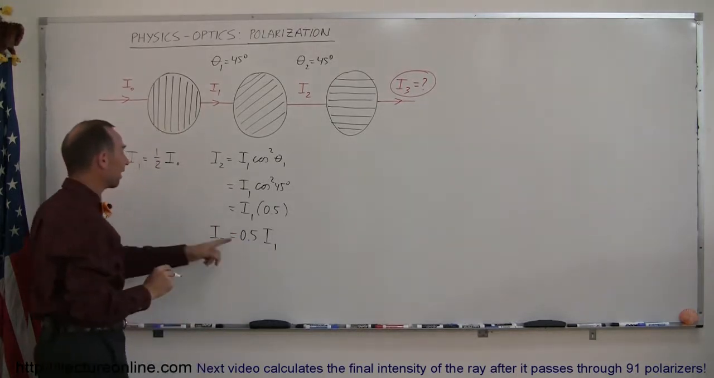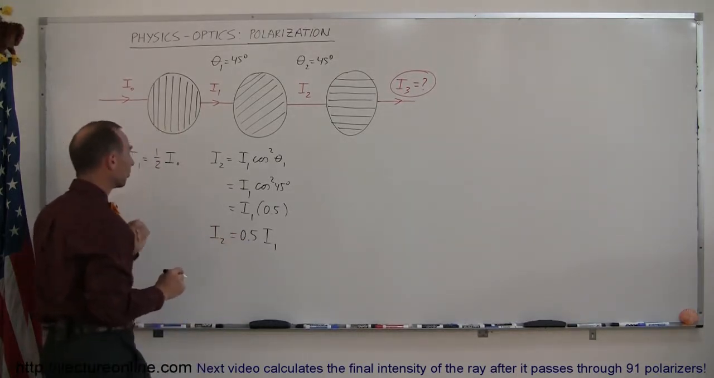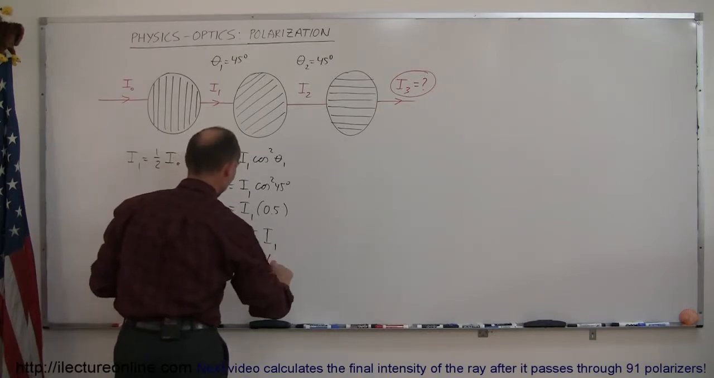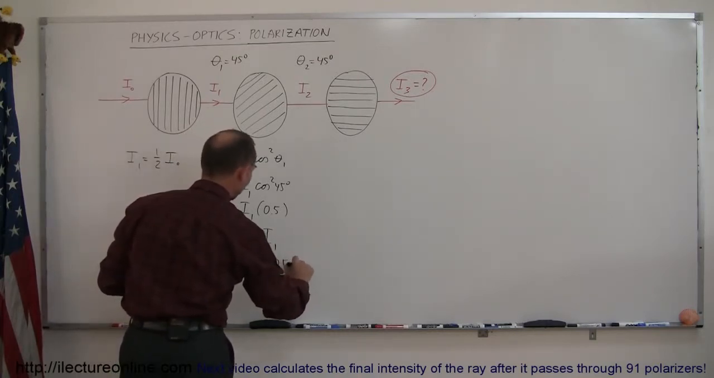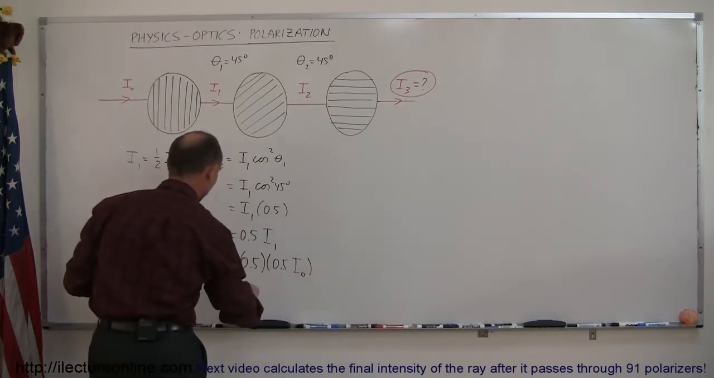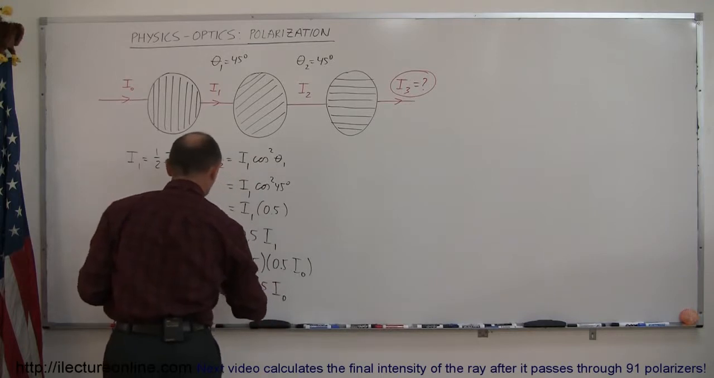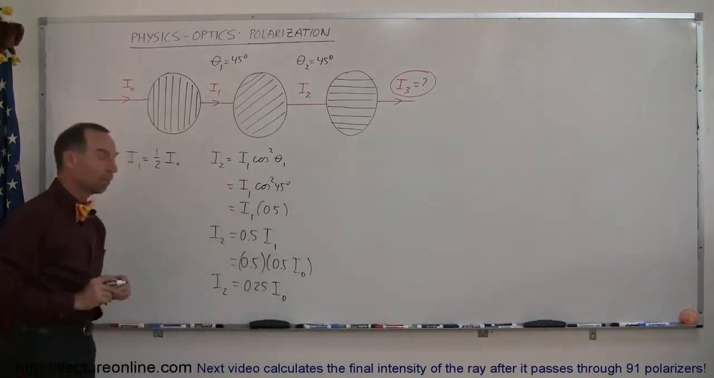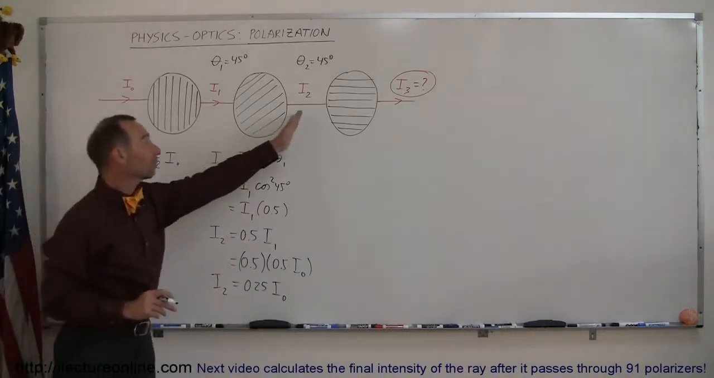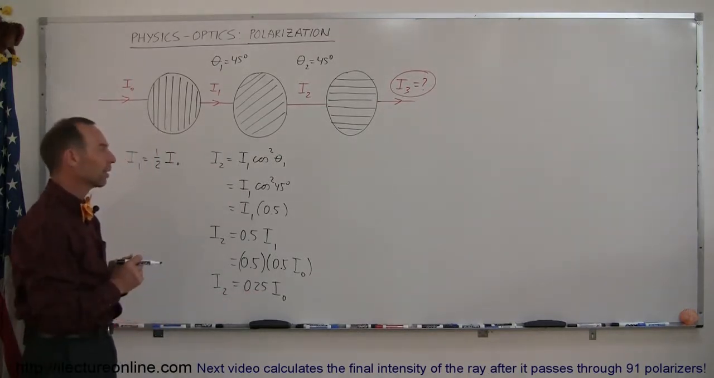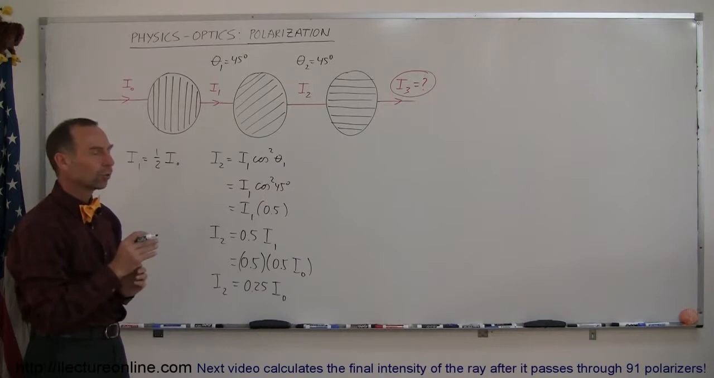And of course, since I sub 1 is equal to half of I sub 0, that would be equal to 0.5 times 0.5 times I sub 0, which means you're now down to 0.25, or a quarter of its initial intensity. So the light coming past the second polarizer will now only be 1/4 of the original intensity. So what happens now when it passes through the third polarizer?